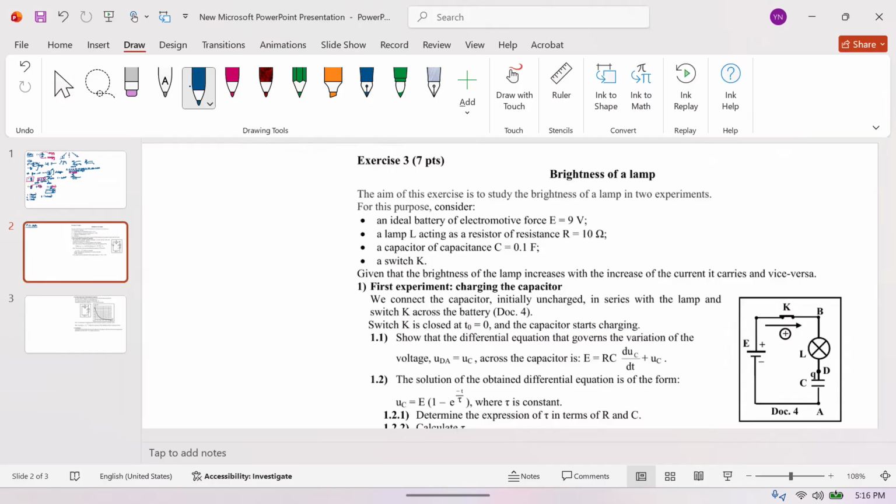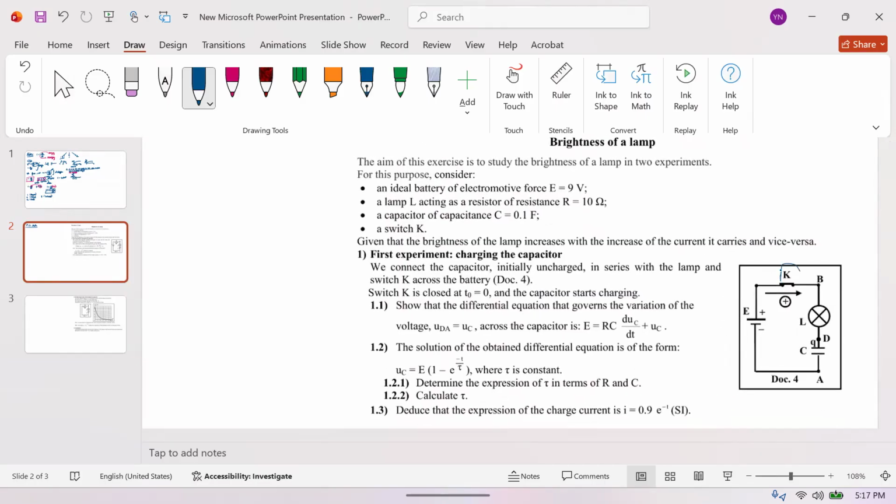What do we have here? We have this circuit. It is made out of a switch, K, a generator or a battery, a capacitor, and a lamp. The aim of this exercise is to study the brightness of a lamp in two experiments. For this purpose, consider an ideal battery of electromotive force E. Now, the voltage of the battery is not simply just E. It's E minus Ri, with the R being the internal resistance of the battery.